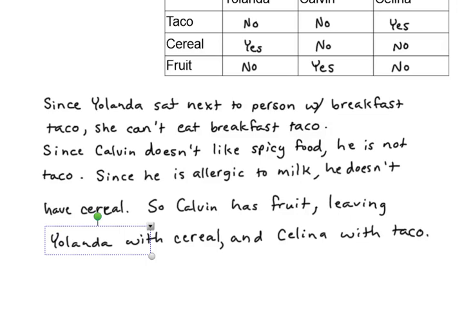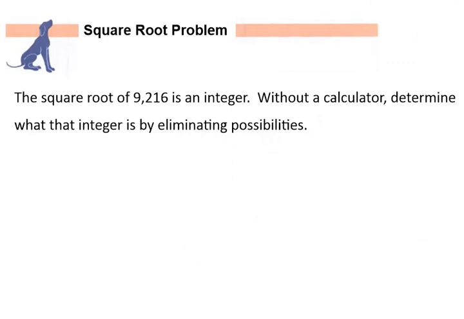Okay, let's look at a different type of problem. Here's the square root problem. This is kind of a tricky problem because of the nature of a square root. And so we're saying the square root of 9,216 is an integer. That means it's some whole number, no decimals. Without a calculator, that's the key to this type of problem. You could check your work with the calculator. I can't stop you from that. But I want to see your work without a calculator. Determine what the integer is by eliminating possibilities.